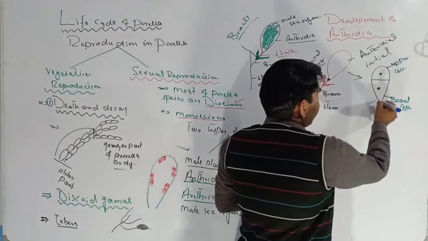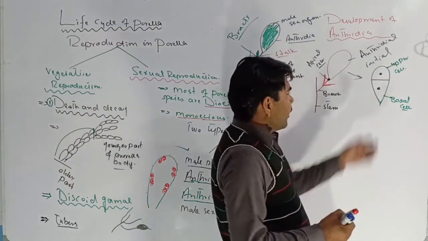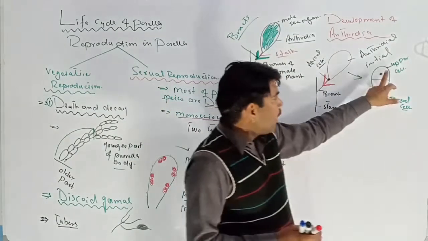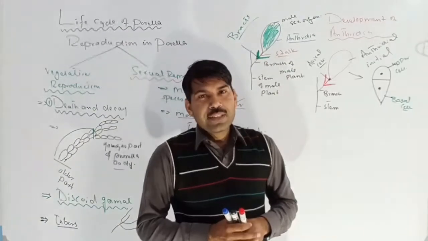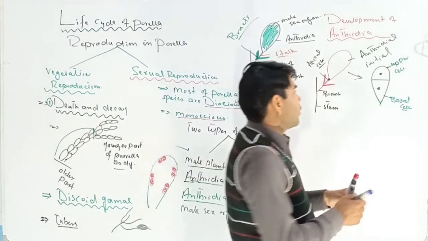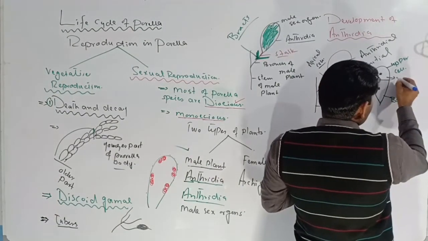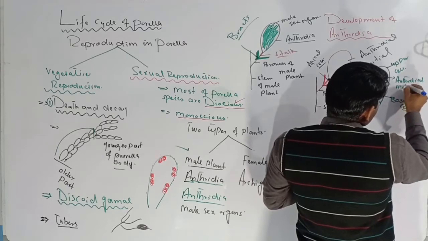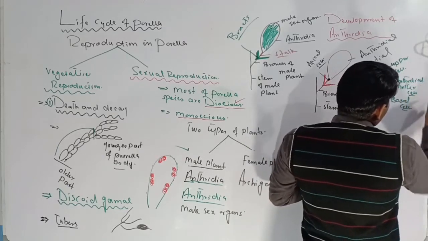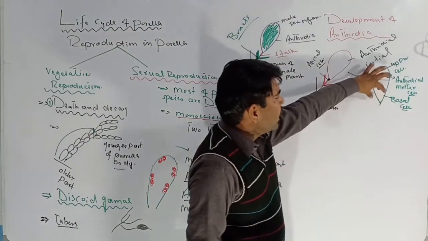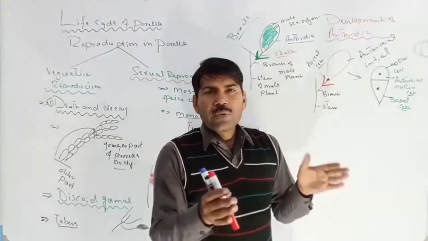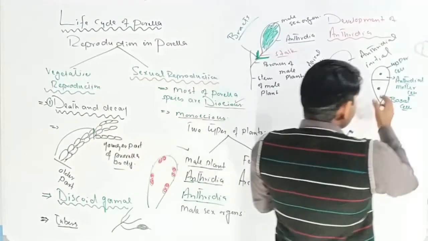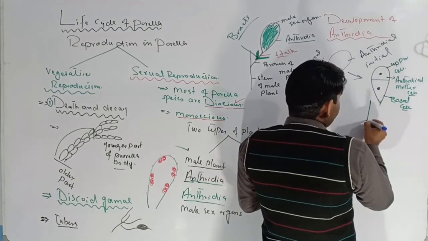So what will happen, and these cells will produce which type of structures? The upper cell will act as the antheridial mother cell. So we can write here, this upper cell also acts as antheridial mother cell. And this basal cell is actually involved in the formation of the embedded part of the stalk. So this basal cell will make the embedded part of the stalk.